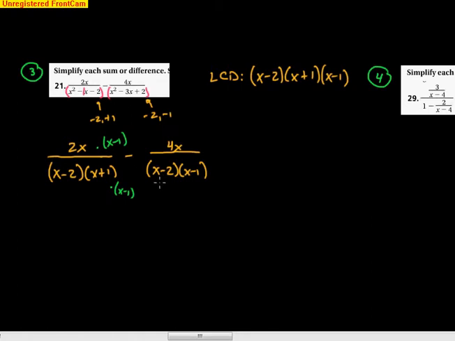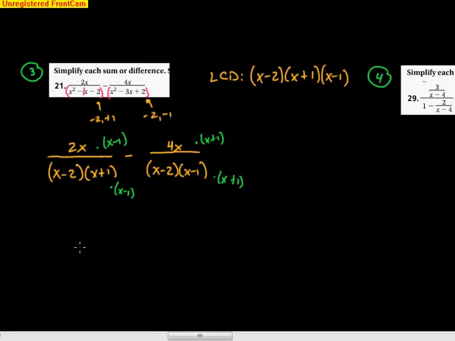What is the second denominator missing? It's missing the x plus 1. Multiply bottom and top. And now, the fact that I have the same denominator means I can make this into one big fraction.